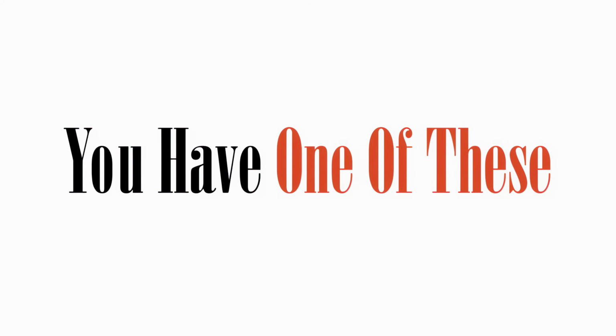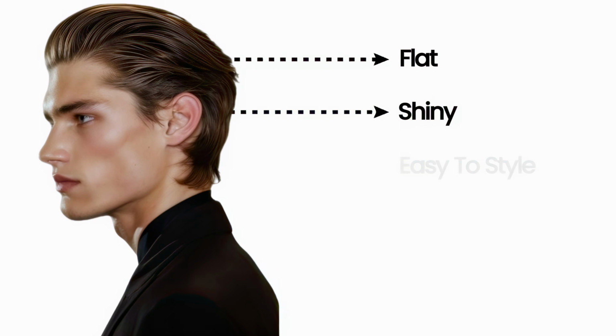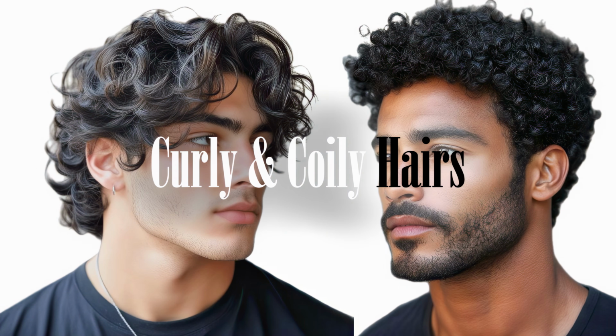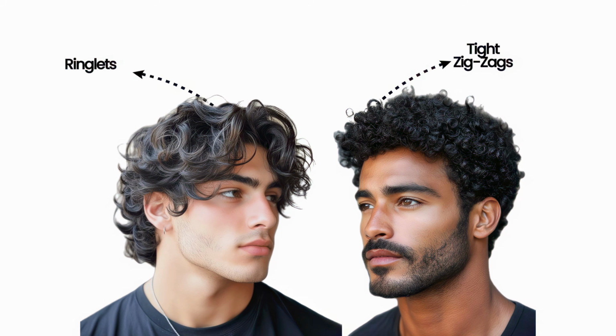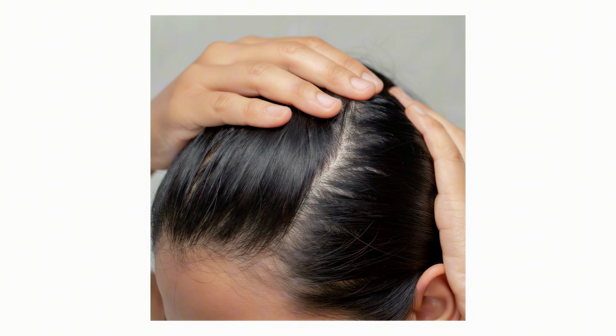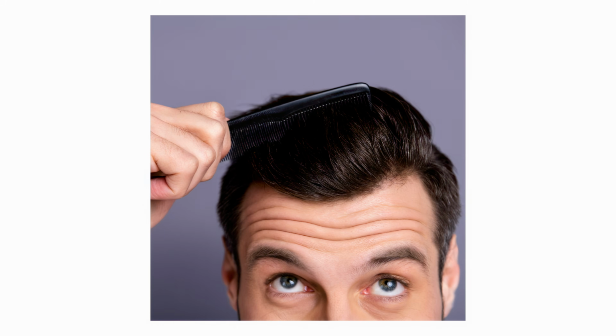Step 2. Know your hair type. Now this part is important because a good haircut on the wrong hair type looks bad. You have one of these: straight hair, flat, shiny, easy to style; wavy hair, soft S shapes; curly or coily hair, ringlets or tight zigzags. Now check thickness. Take a small section of hair. If you see a lot of scalp, thin hair. If you barely see skin, thick hair.